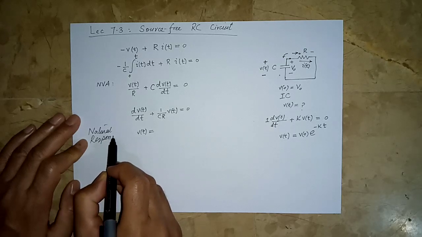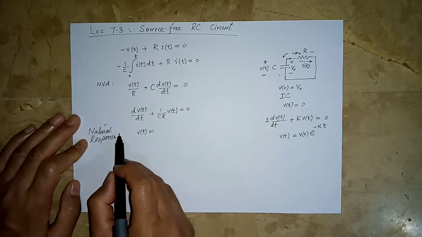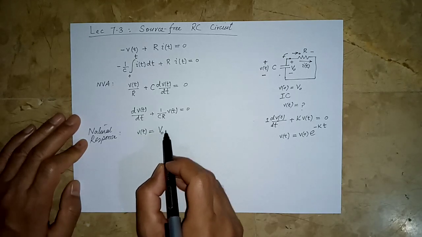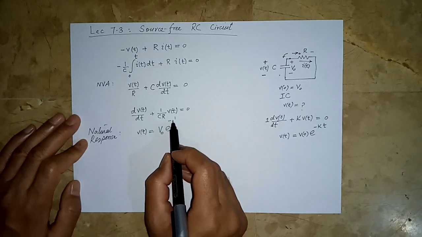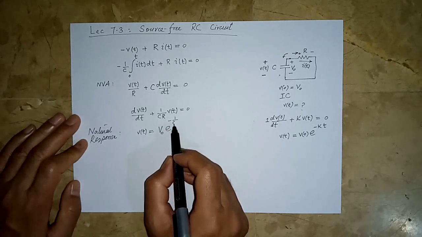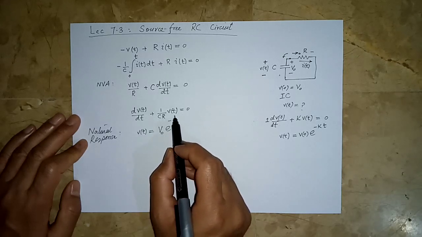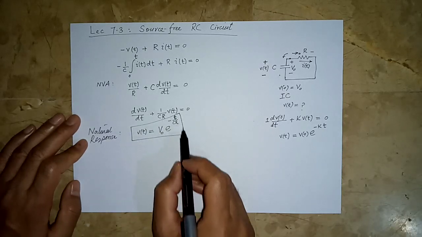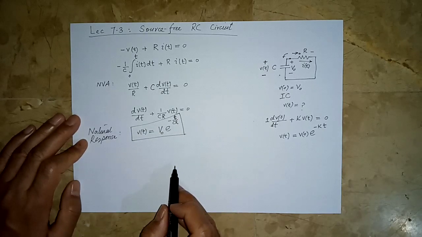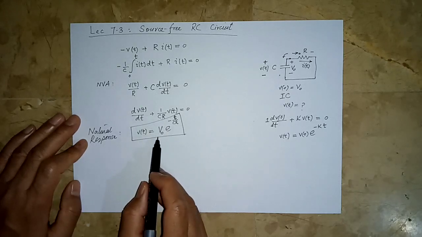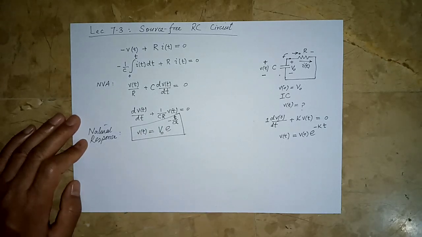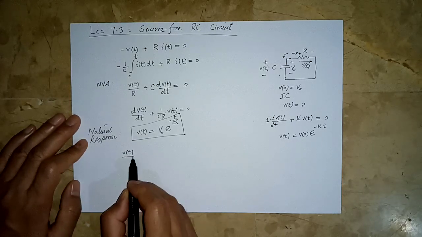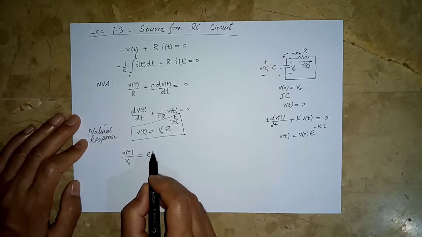for a source-free RC circuit, Vt is equal to the initial voltage e raised power minus the constant 1 over CR into T. This is the expression that we are looking at. So see, we did not solve this differential equation, and we just directly wrote the response, and once again its nature is very similar to what we have understood and learned earlier on.